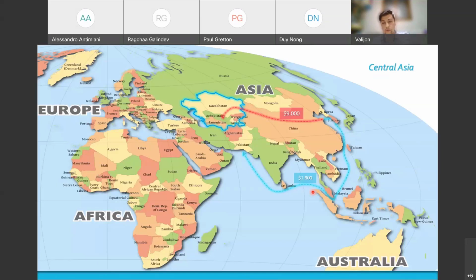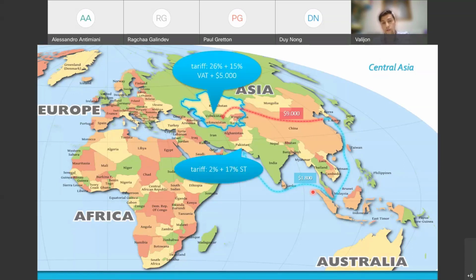When the importers come to Uzbekistan, they will face a tariff of 26% plus 15% VAT and plus like 5,000 in customs clearance costs. And Pakistani importers are paying lower logistics costs, and at the same time they are paying lower tariffs because of relatively much more integration into the world economy, relative to the Central Asian countries, especially Uzbekistan and Turkmenistan, which are the closest economies in the world.